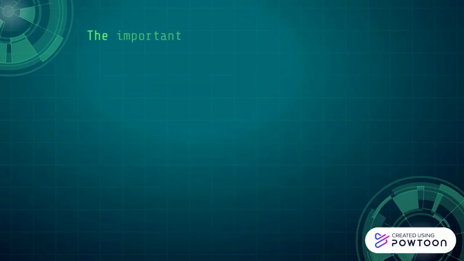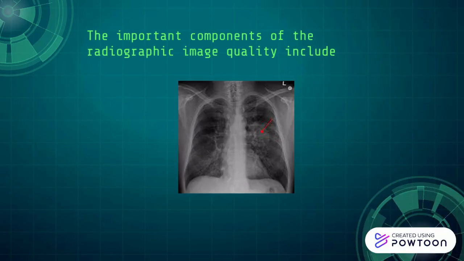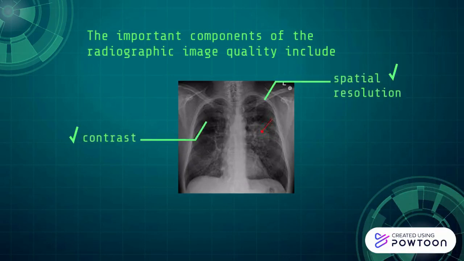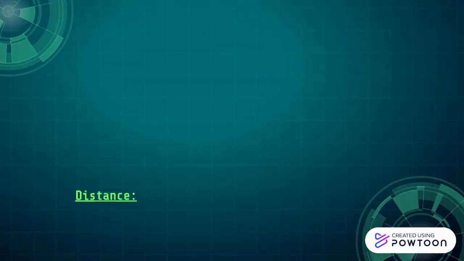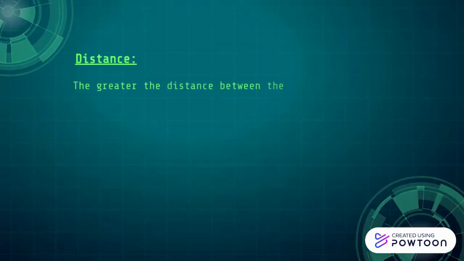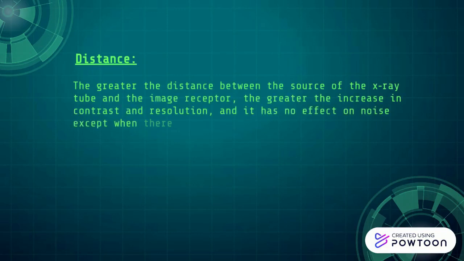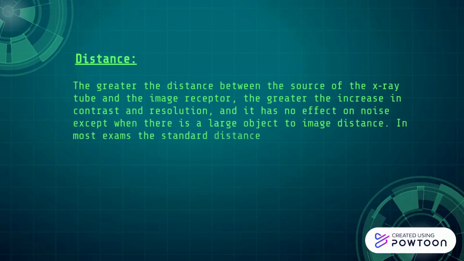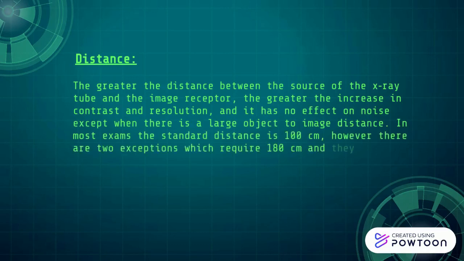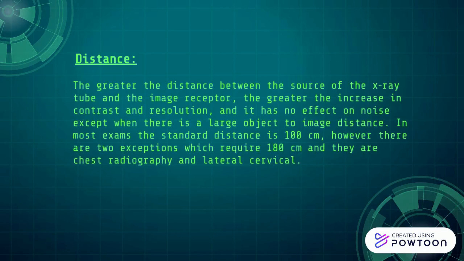The important components of radiographic image quality include contrast, spatial resolution, and noise, and here are some factors that affect them. The first factor is distance. The greater the distance between the source of the X-ray tube and the image receptor, the greater the increase in contrast and resolution, and it has no effect on the noise except when there is a large object to image distance. In most exams, the standard distance is 100 cm. However, there are two exceptions which require 180 cm, and they are chest radiography and lateral cervical.